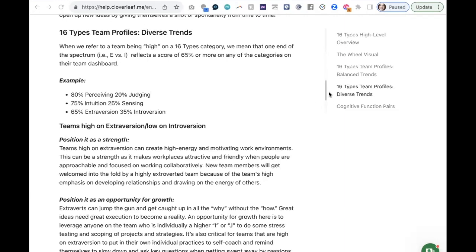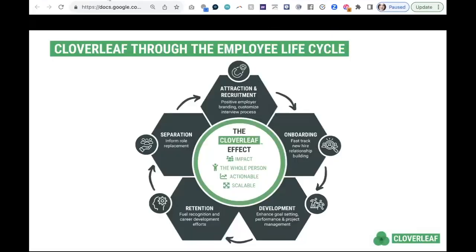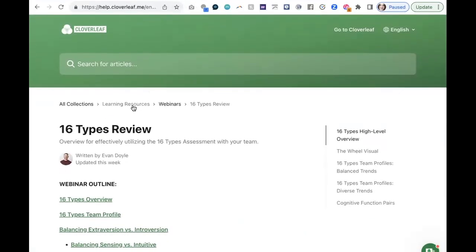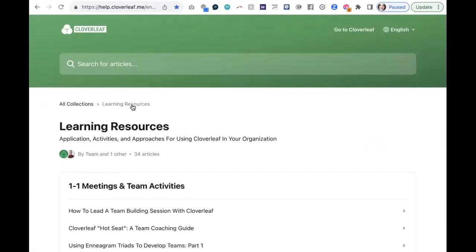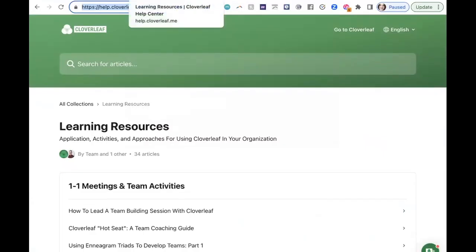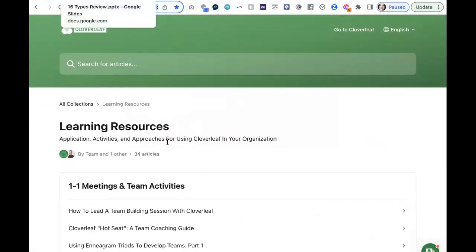For those of you that want to get some of the resources to illustrate how this integration happens, I want to draw your attention to our Help Center, which has this learning resources section. I'm going to pop this in the chat right now. I strongly suggest that you bookmark this because it has a ton of information about different exercises and ways you can integrate Cloverleaf into a bunch of different people processes.